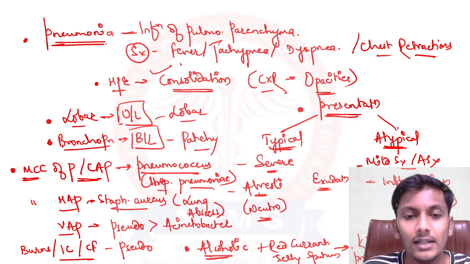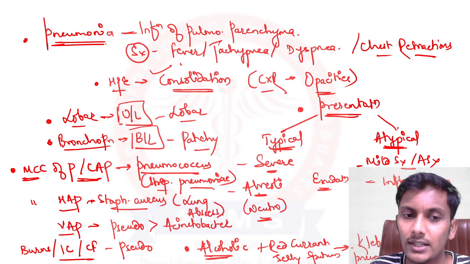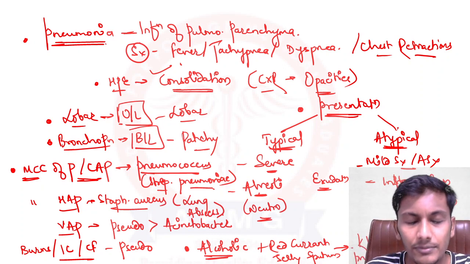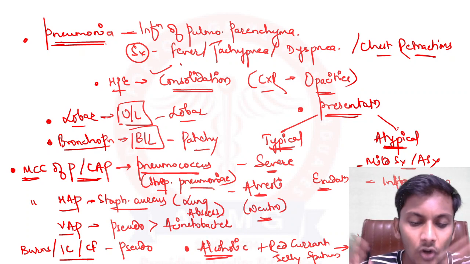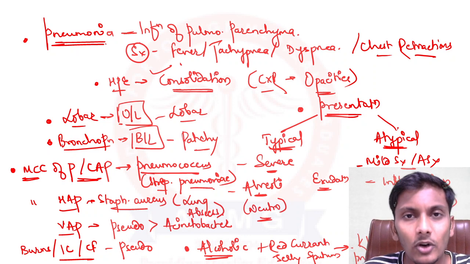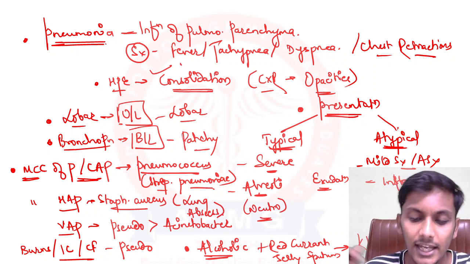Usually rusty sputum is seen in cases of pneumococcal infections. That means when Streptococcus pneumoniae causes pneumonia, usually a rusty brown colored sputum is seen, but a red currant jelly sputum is characteristic of Klebsiella pneumoniae in an alcoholic patient usually. And the most common cause of pneumonia in chronic bronchitis would be Haemophilus influenzae type B.